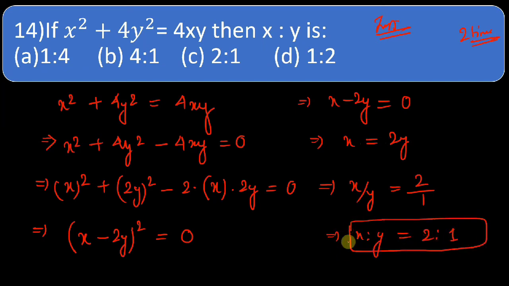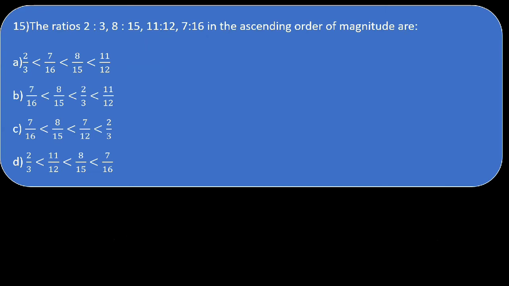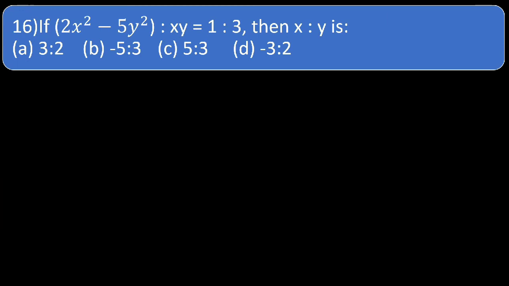If anyone feels any problem, do comment in the comment box. I will try to answer their questions if they have any doubt. So the correct option is option number C, that is 2:1. Next sum, question number 15. It's a very easy sum. I think you all can do this sum. So, not wasting time on these types of sums, let's proceed further.